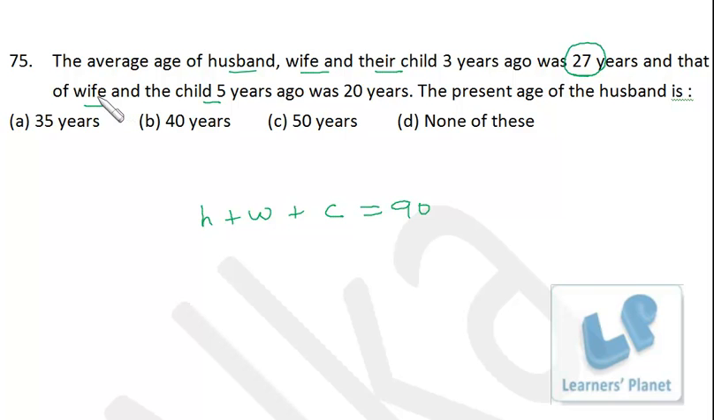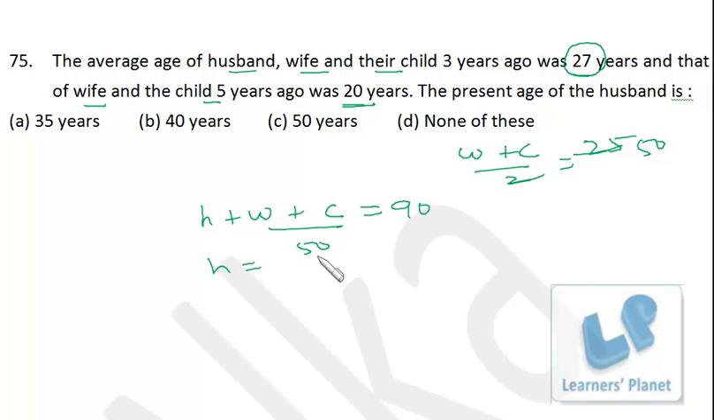Then average age of wife and child 5 years ago was 20 years. Right? So the average age of wife and child as of now will be 25, because the average will also be increased by 5 years. That means the total age of wife and child is 50. So wife plus child total age as of now is 50. That means the husband is 90 minus 50, 40 years. Okay?